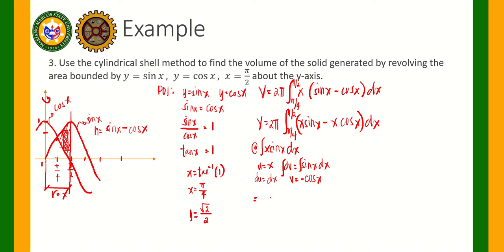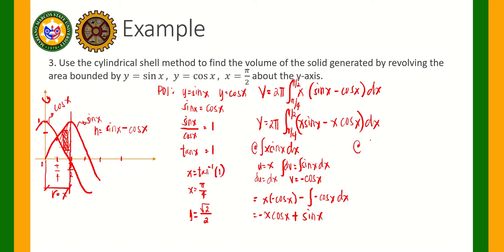So, this is equal to u times, that is x times negative cosine x, minus the integral of negative cosine x dx. So, this is equal to negative x cosine x plus, what is the integral of cosine x? That is positive sine x. So, ito na ngayon yung integration ng ating first term.